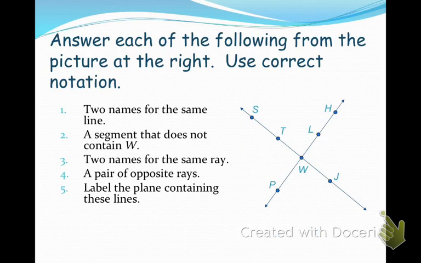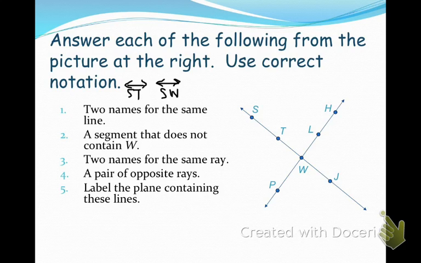With this picture at the right, answer each of these questions, and there will be multiple answers for these, but I'll give you a few examples. Starting with two names for the same line. If we focus in on one of these lines, we'll say line ST is the same line also as line SW. Those are two names for the same line.